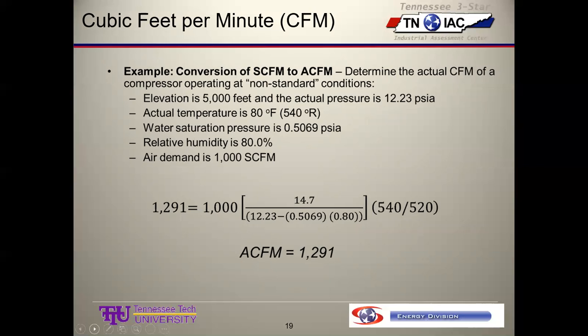Let's see, conversion of SCFM to ACFM. So we've got an elevation of 5,000 feet. So that is like Denver, 12.23 PSIA. Actual temperature is 80. Saturation water pressure is 0.5069. Relative humidity is 80%. And the air demand would be 1,000 SCFM. So under those specific conditions, that standard airflow, when you plug all the numbers in, turns out to be almost 1,300 ACFM.